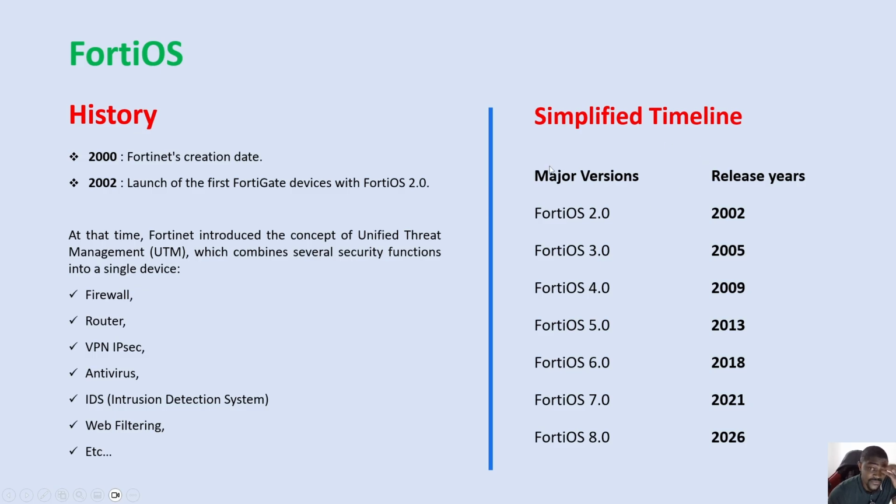Here, as you can see on the right side, I'll just provide a simplified timeline of the release years of the major versions of FortiOS. As I said previously, the first FortiOS provided for commercial purposes was FortiOS 2.0, in 2002. We later go on with 3.0 in 2005, 4.0 in 2009, 5.0 in 2013, 6.0 in 2018, the version that we are actually using in our environments. FortiOS 7.0 was released in 2021.